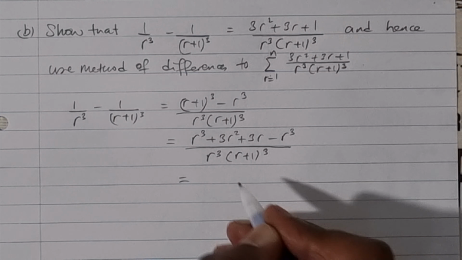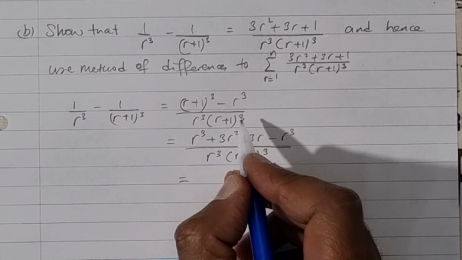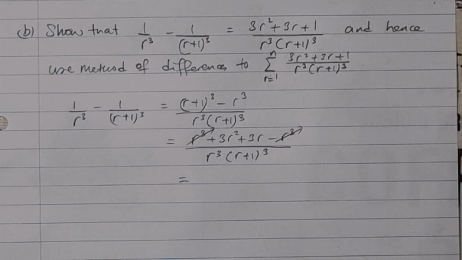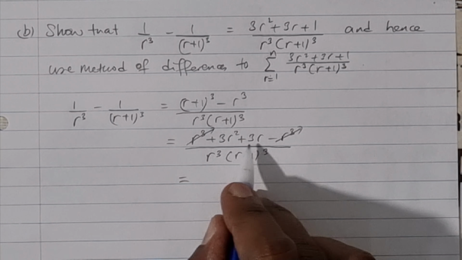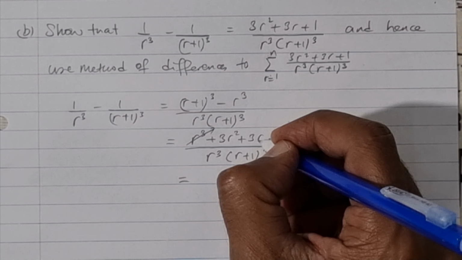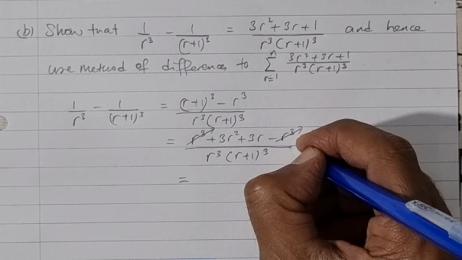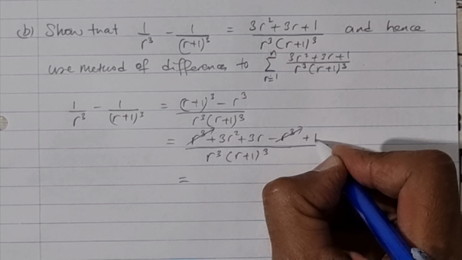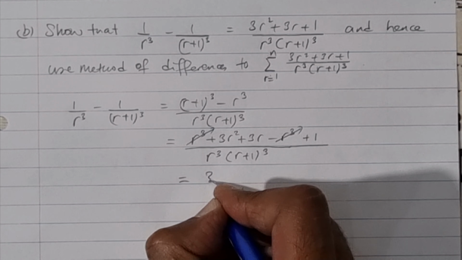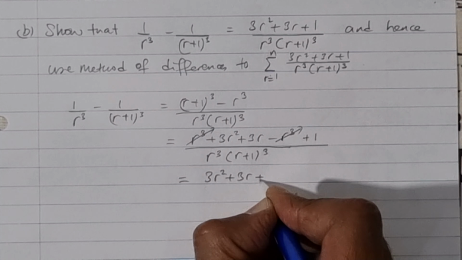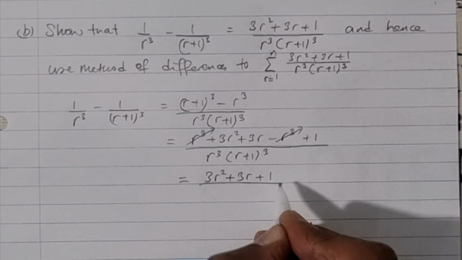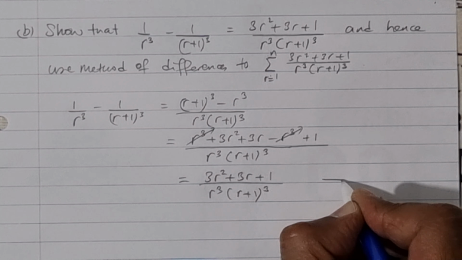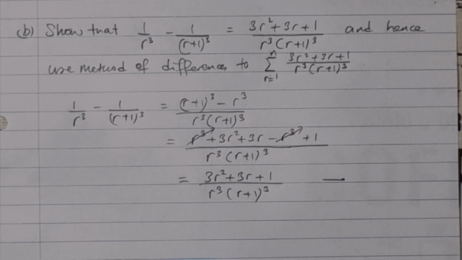So if we were to simplify this further, we are going to end up with the r cube, and the r cube takes away, it goes away. So we have 3r squared plus 3r plus also plus 1, right? But when you expand this, this is 1 here, 1 to the cube. So we're left with then 3r squared plus 3r plus 1, and all of that being divided by r to the cube into r plus 1 to the cube. Now that's one part of the question here.